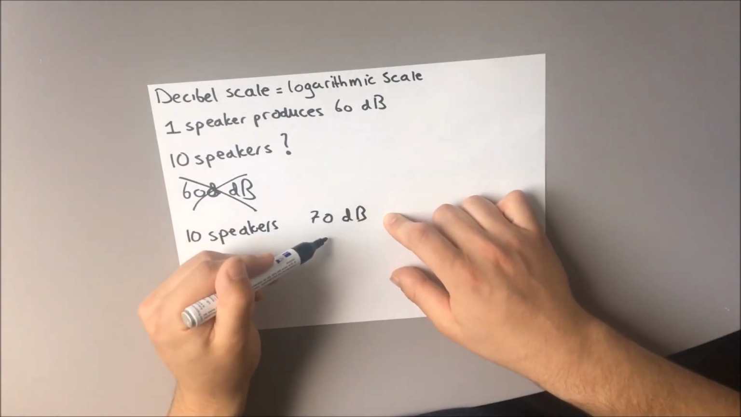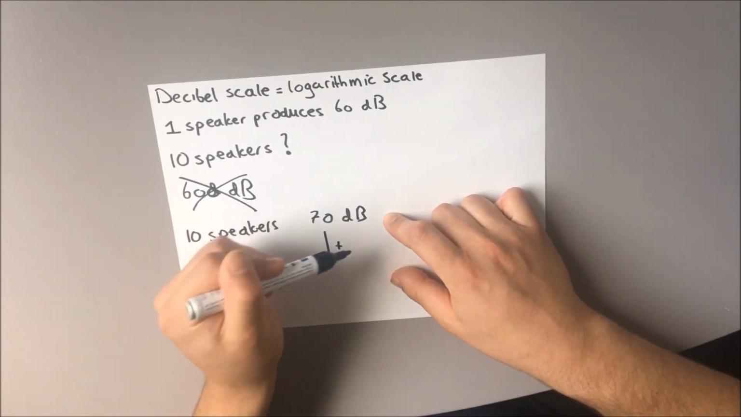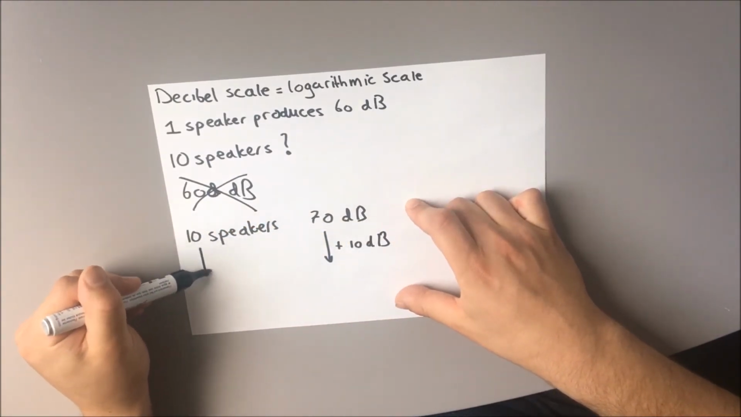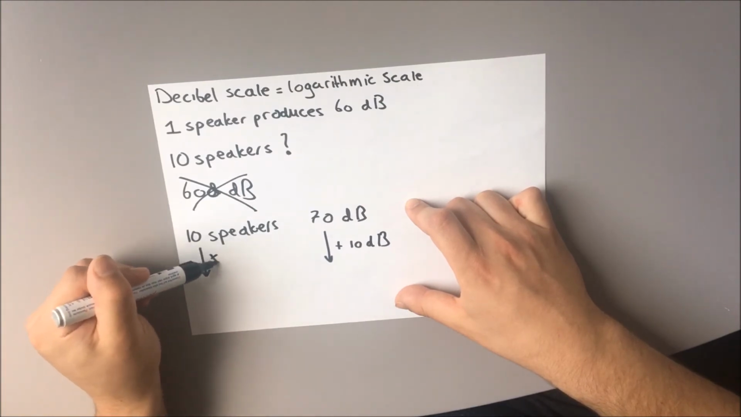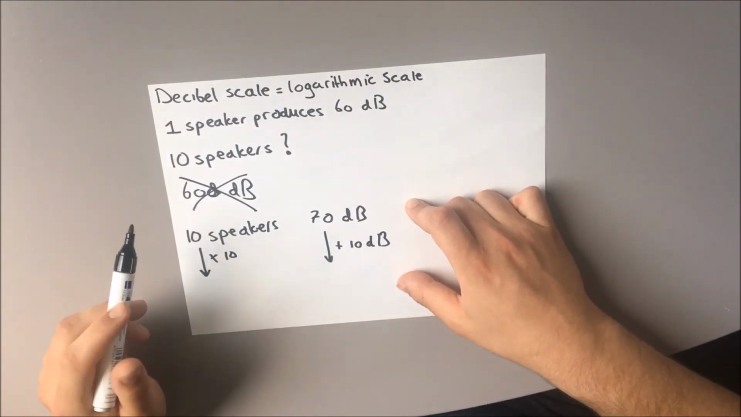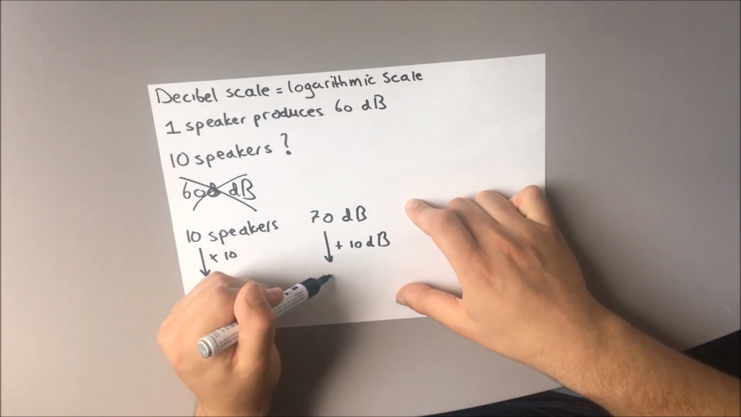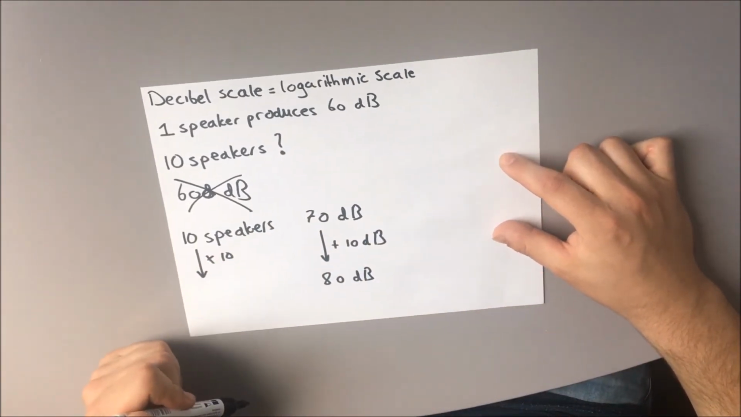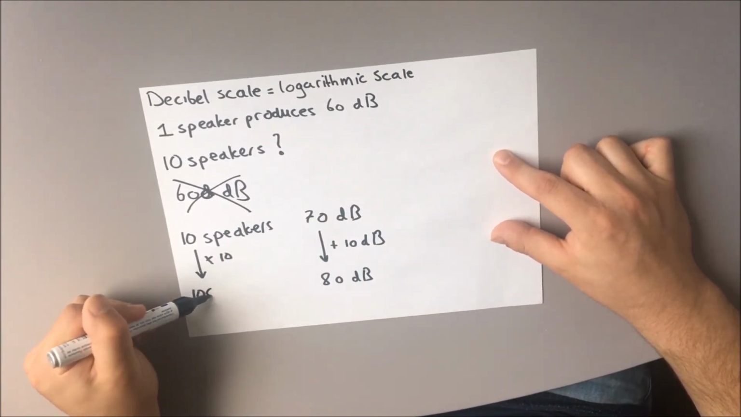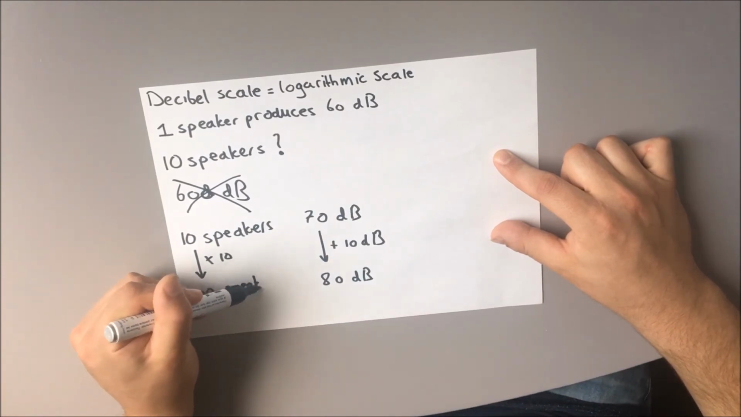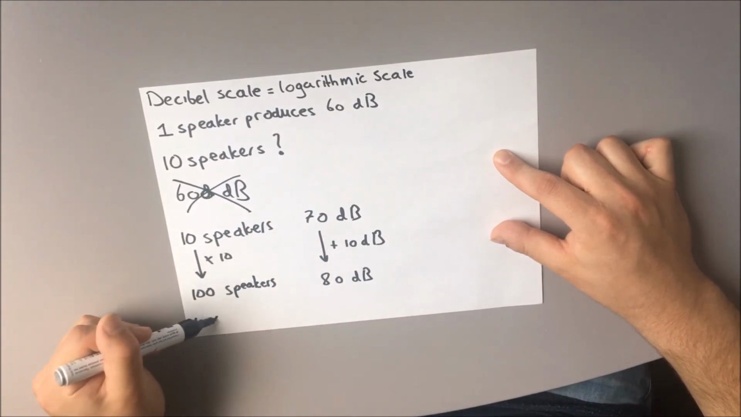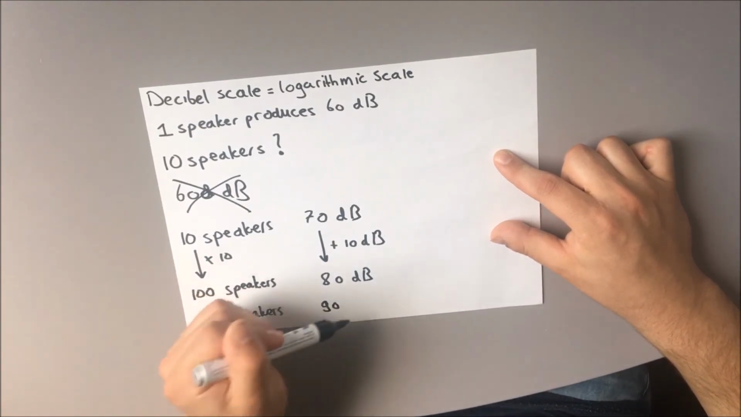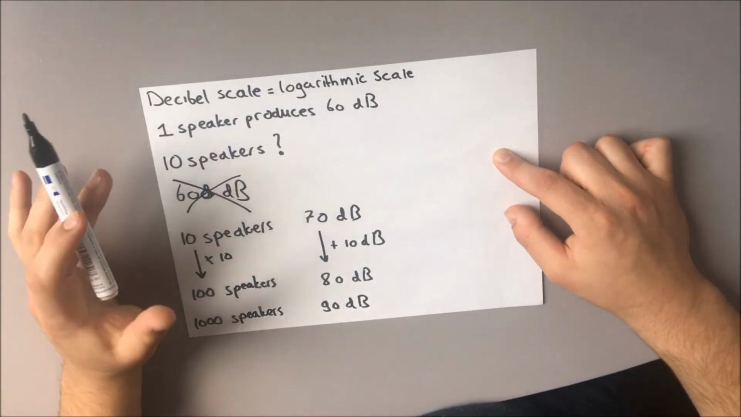For every 10 decibels added to your total sound, so plus 10 decibels, the amount of speakers has to increase by a factor of 10, so times 10. That's the logarithmic scale. So if we want to produce a sound of 80 decibels, like right here, how many speakers do we need? 100 speakers. And so forth. So if we have 1,000 speakers, it produces a sound of 90 decibels. Okay, this is it for the calculation.